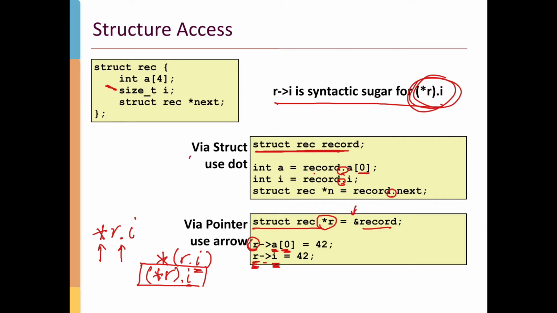The rule of thumb here is that if you actually have an instance of the structure, you almost always are going to use the dot. But if you have a pointer to the structure, you're almost always going to use the arrow. And that's going to take care of 95% of all the cases you're going to encounter in the wild.